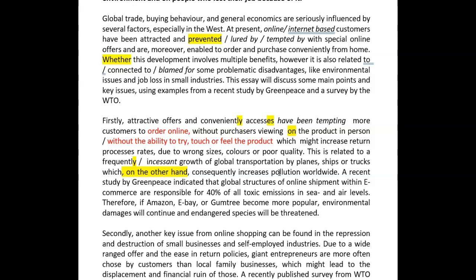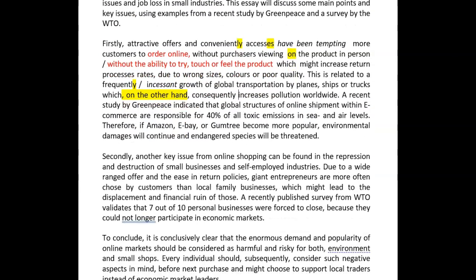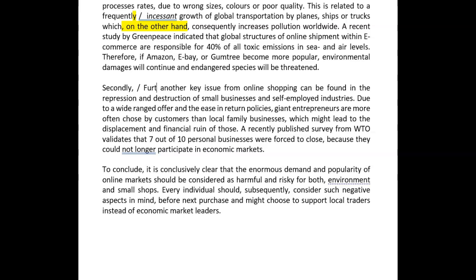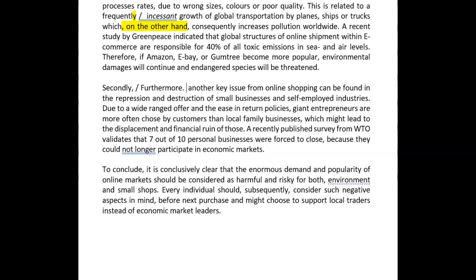A recent study by Greenpeace ended that global structures of online shipment with e-commerce are responsible for 40%. Therefore, if Amazon would become more popular, environmental, very good, lovely writing. That's really good. You're doing really well here. It's very clear, lovely grammar. I can see how hard you're working. It's fantastic. I wouldn't go "secondly". I would prefer something like "furthermore", a little bit more academic here.